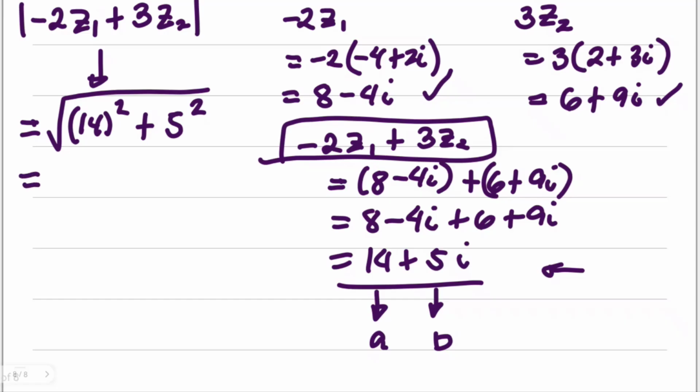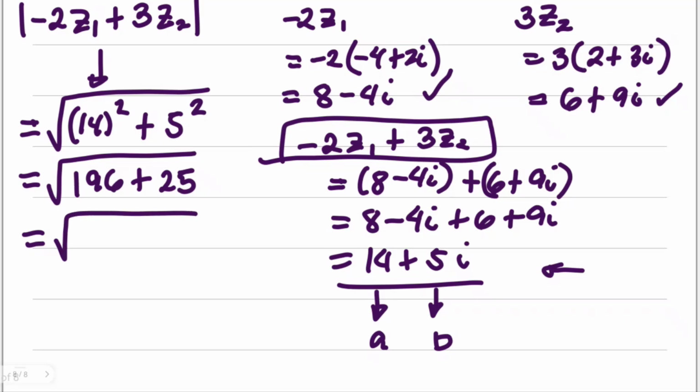This is now equal to the square root of your 14 squared, which is equal to 196, plus your 5 squared, which is 25. This results to square root of, that's 11, carry 1, that's 2, then you will have here 221. This is now the result for the modulus of the given expression here.